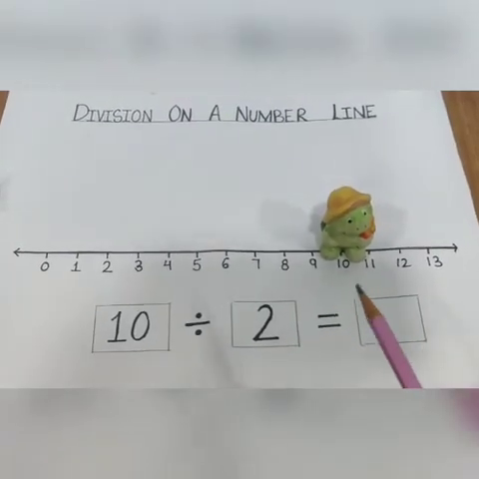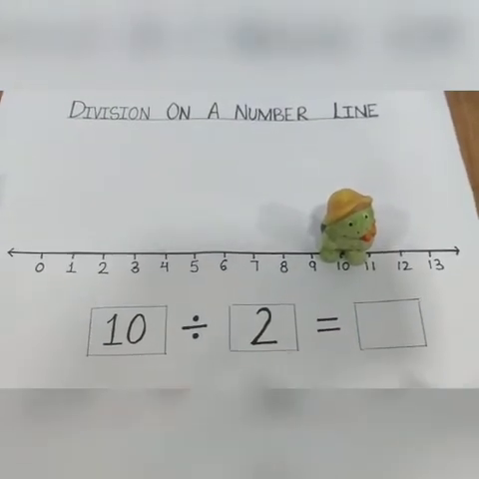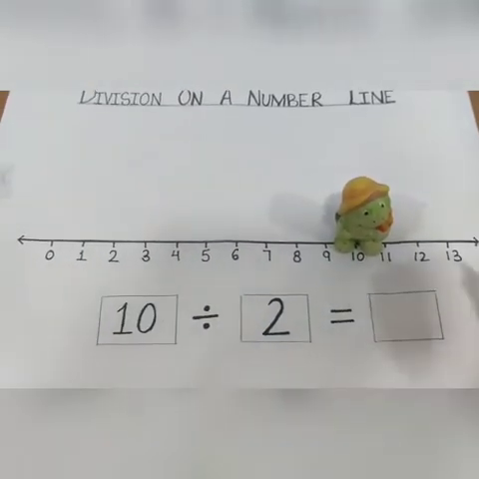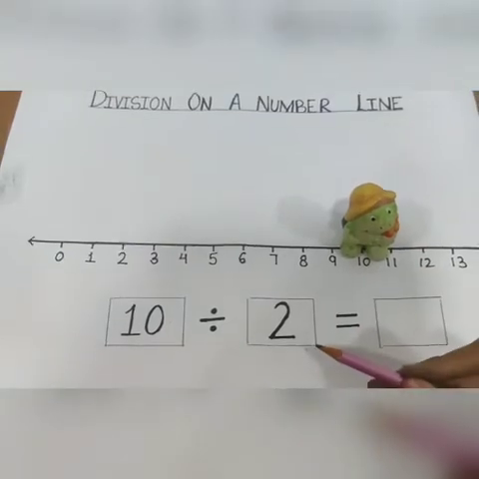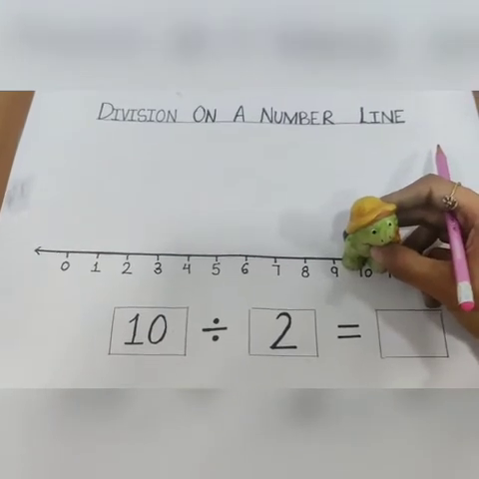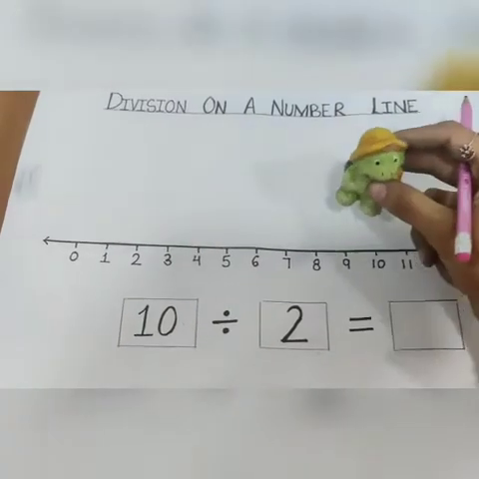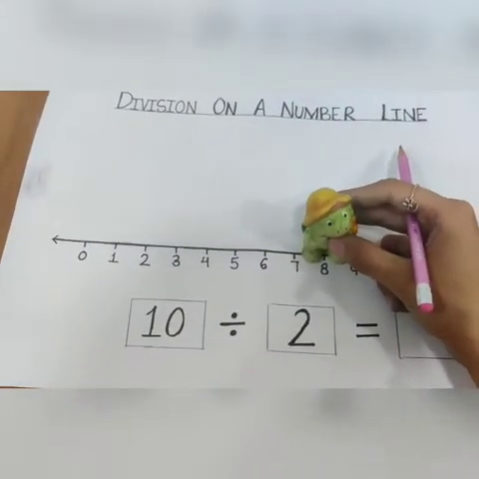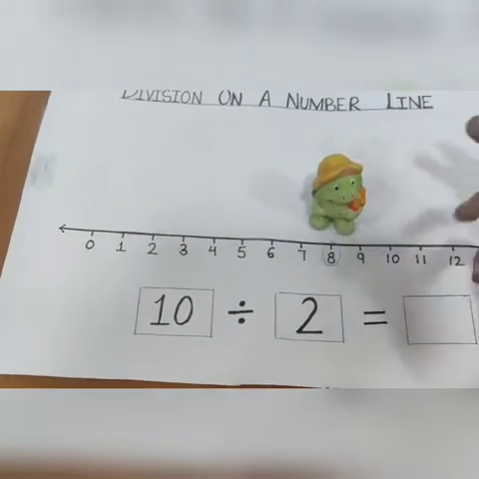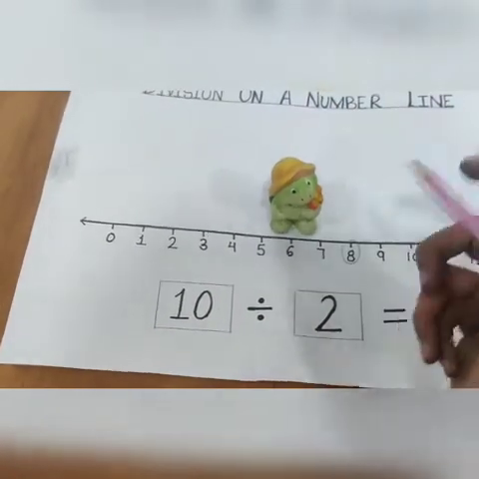So we jump 2 numbers in the backward direction of the number line. You can say in the backward direction or on the left side of the number line. So we are on 10 and we have to divide it by 2. So the tortoise will jump 2 numbers backward. So the tortoise is on the number 10. Jumping 2 will make him reach the number 8. We will mark this number 8. Then it will again jump 2 steps. So then it reached the number 6.